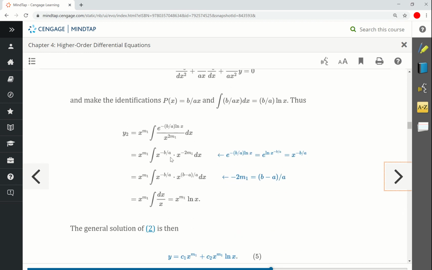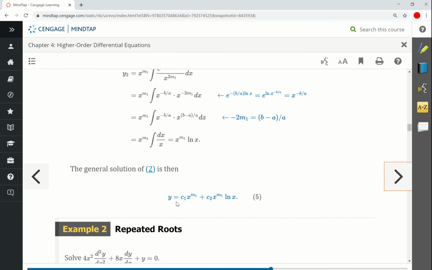If we work it out, you can try this on your own. Try to do the substitutions, integrate it. What we get is x to the m1, not times x, but times the ln of x. Therefore, and if you want to, you can memorize this, there's nothing wrong with it, when you have a Cauchy-Euler equation and you solve the auxiliary equation and get a repeated root, the solution will be y equals c1 x to the m1 plus c2 x to the m1 times ln of x.